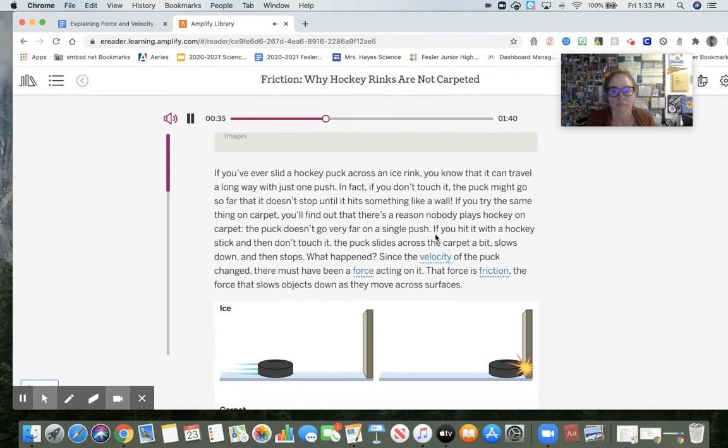What happened? Since the velocity of the puck changed, there must have been a force acting on it. That force is friction, the force that slows objects down as they move across surfaces. Okay, so then I paused it because I listened to the whole first paragraph. Now, the good thing about listening to the paragraph here on Amplify is it already gives me the vocabulary words. So I'm going to go look for those vocabulary words, and I'm going to highlight them yellow.